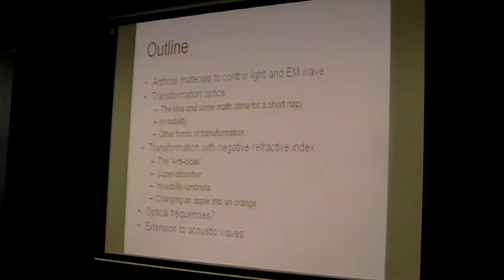Okay, so the outline. The first part is that I would tell you something about how metamaterials can be used to control light and EM waves. And then I would tell you some ideas about what people now call transformation optics. And then I would particularly discuss some of our work on using negative index materials to do transformation optics, and of course I will define what I mean by negative refractive index. And then I would briefly discuss whether it is feasible to go to high frequency, in particular optical frequencies. And then I will discuss some of our work on extending those ideas to acoustic waves. Okay.